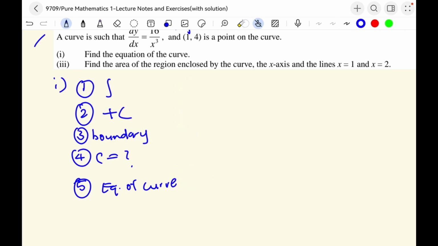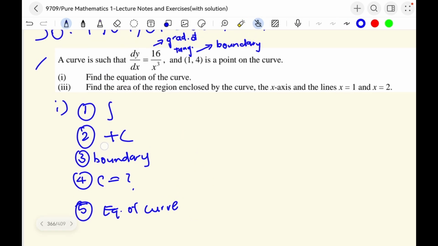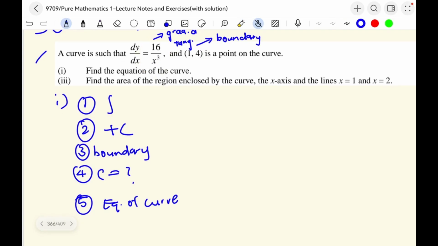Okay, step 1, integration. Integration of what? This gradient with respect to x, so dx. y equals the integral of 16 over x cubed dx. Okay, no limits are written above and below the long S sign. Okay, x cubed, we can write it as 16x to the power negative 3.